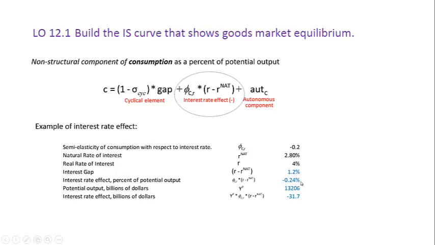That's 0.24. And then if we assume that our potential output is a little bit over 13 billion, that means that in dollar terms, this increase in the interest rate will be reflected in a cutback of consumption on the order of $31.7 billion. That's the interest rate effect. That's what we're adding here.